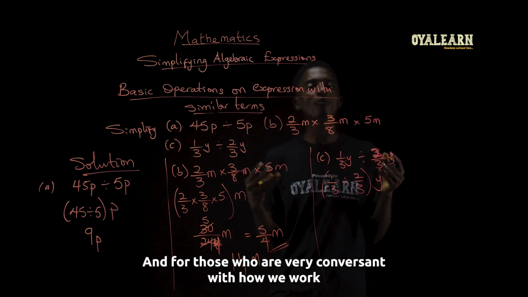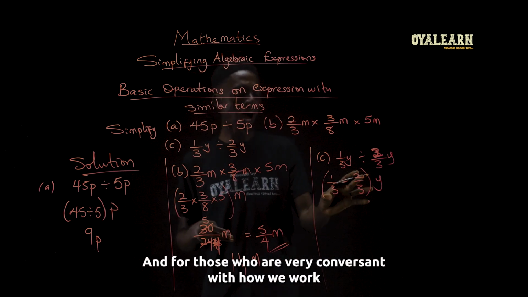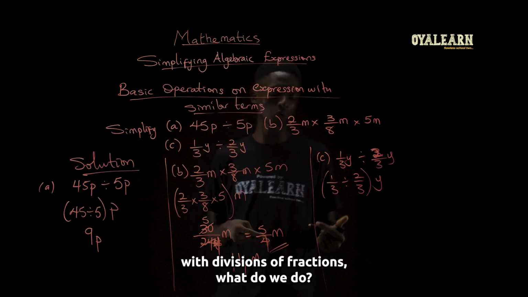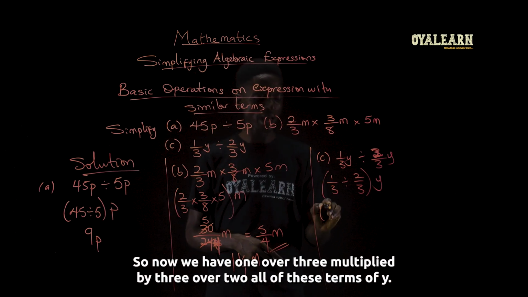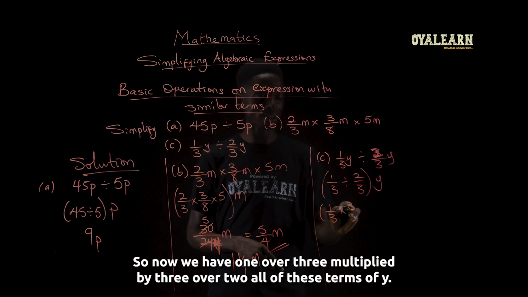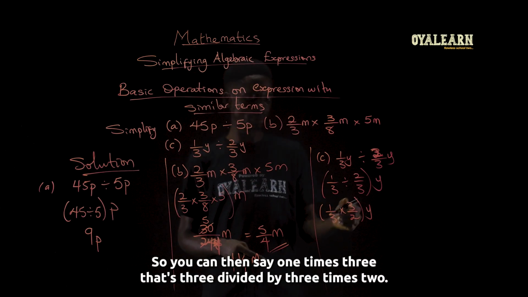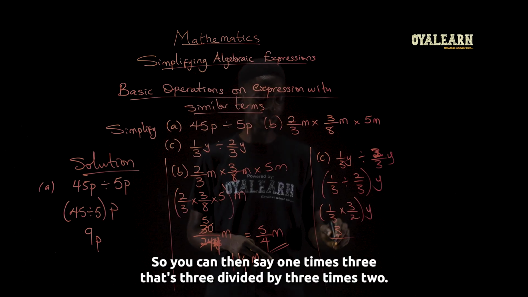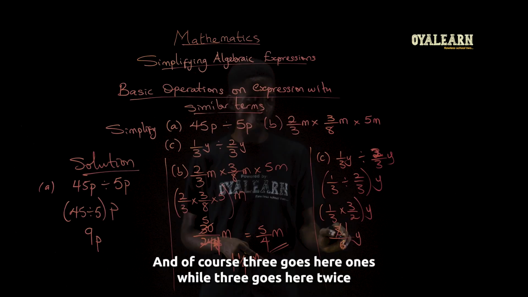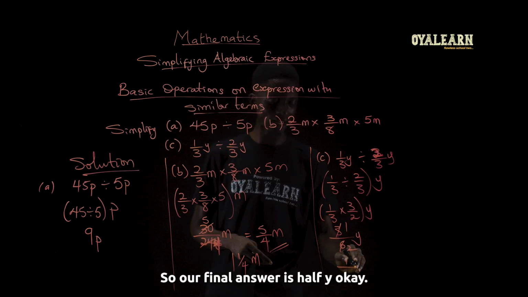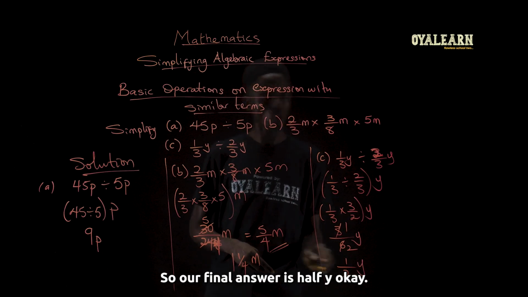And for those who are very conversant with how we work with divisions of fractions, I will change this to multiplication and then flip the other fraction. So now we have 1 over 3 multiplied by 3 over 2. All of these are terms of y. So you can then say 1 times 3, that's 3, divided by 3 times 2, and that's 6y. And of course, 3 goes here once, while 3 goes here twice. So our final answer is half y.